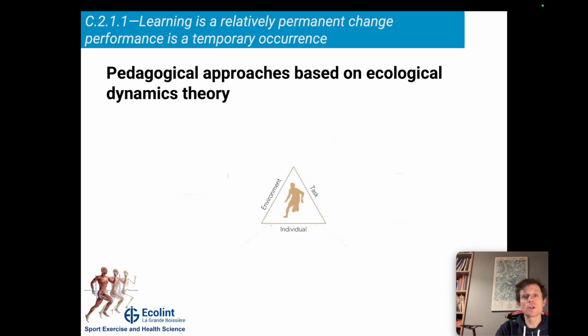So to recap then, we can use this diagram which you'll find in the textbook. So the pedagogical approach is based on an ecological dynamics theory.